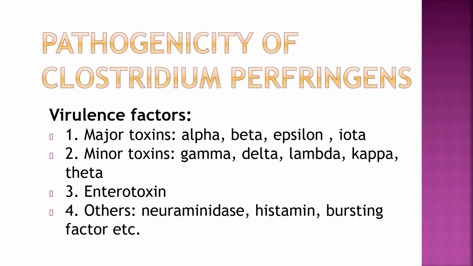So pathogenicity of Clostridium perfringens. First we will see virulence factors. There are many factors, like major toxins: alpha, beta, epsilon, iota. These are major toxins, or minor toxins like gamma, delta, lambda, kappa, theta, or enterotoxin, which causes gastroenteritis or food poisoning, and others like enzymes like neuraminidase, histamine, bursting factor, etc. So these are all virulence factors to cause the pathogenicity of Clostridium perfringens.